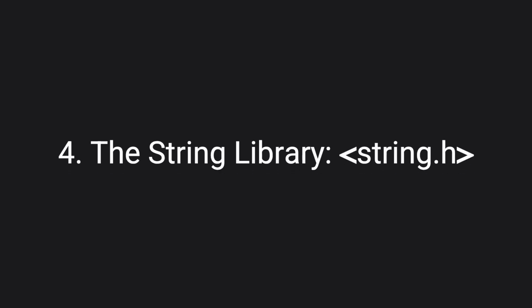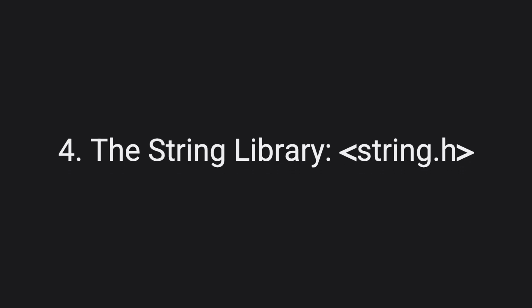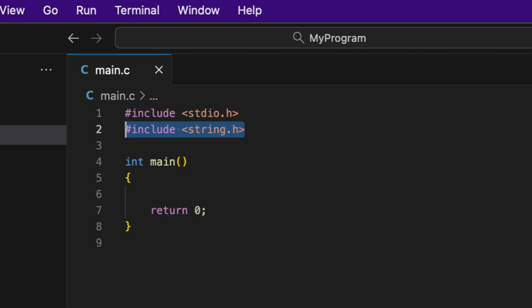Fourth, the string library, string.h. To use C's built-in string functions, you must include the header file at the top of your code: #include <string.h>. This library gives us access to many functions. Let's look at the 4 most essential ones.